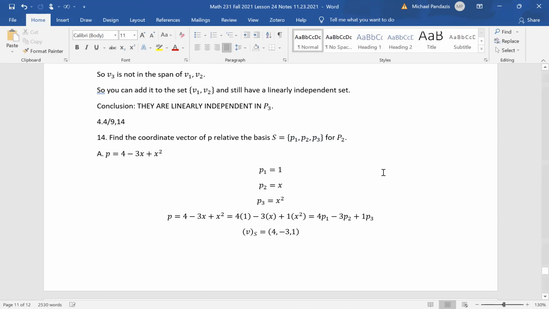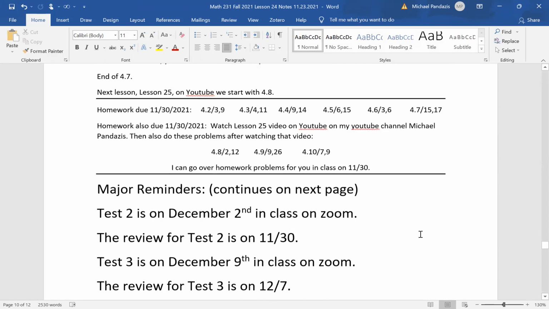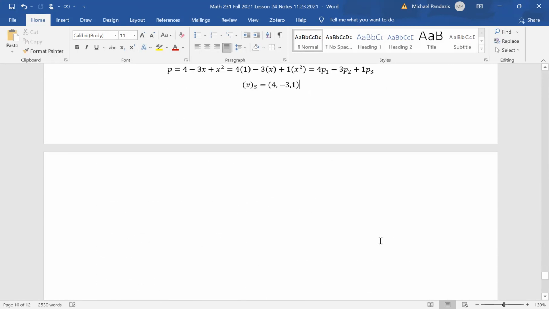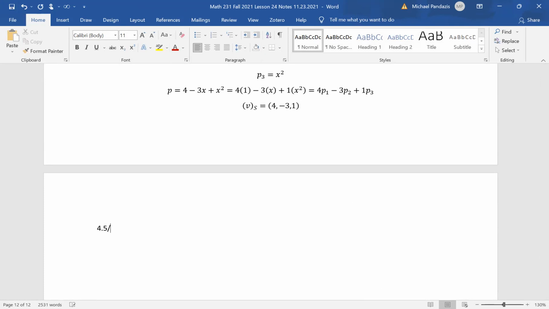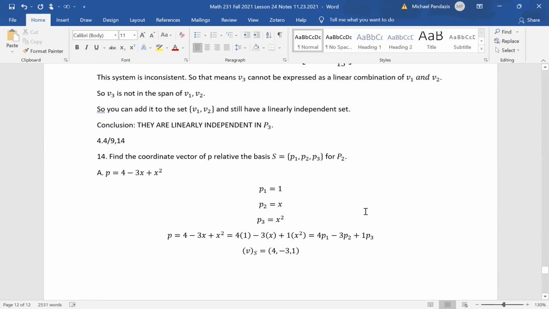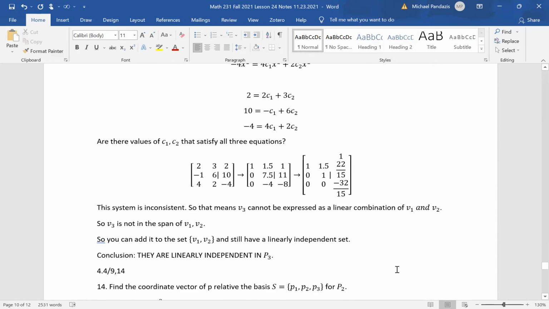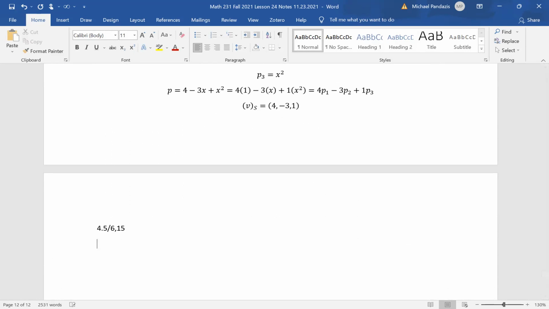So that's another problem. Now let's look at 4.5, numbers 6 and 15. So for 4.5, numbers 6 and 15.